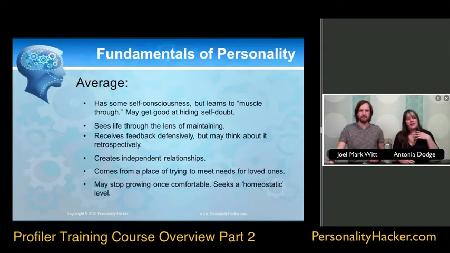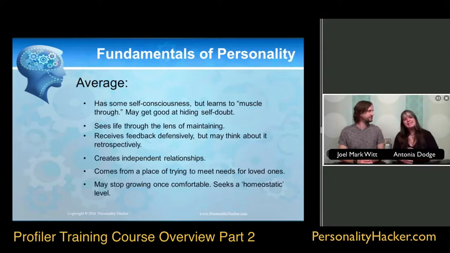You see life through the lens of maintaining when you're average, and those are your functions as well. They're just trying to maintain. They're not trying to grow necessarily or get to the next precipice, but they're just there to maintain. And usually when you're average level of health, you do receive feedback defensively. You're usually not okay when somebody calls you on your BS, but you might later on go, yeah, maybe I was being a dick back there or whatever, right? Maybe I think they have a point. So you receive it defensively, but then you mull it over and it might actually lead to some authentic introspection.